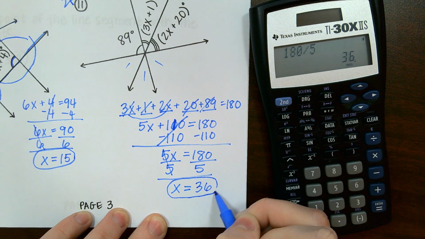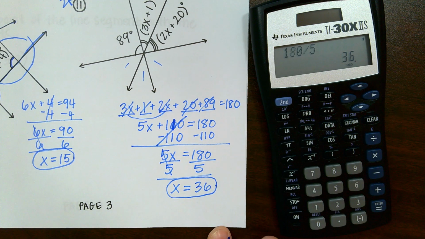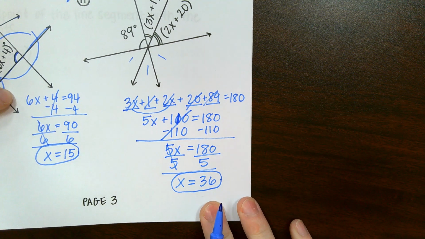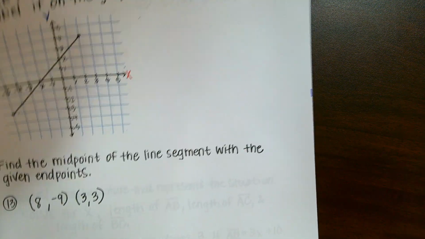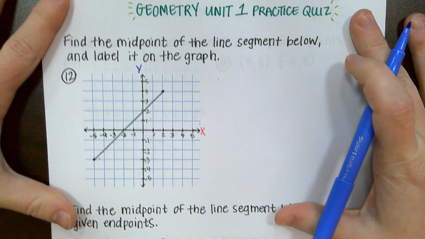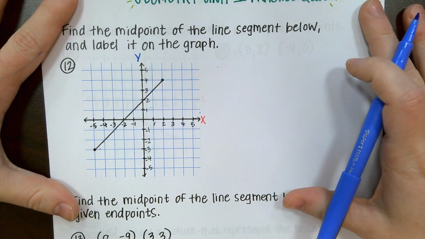Circle our answer. So that is it for page 3. Now we'll move on to the 4th page. So here we are talking about midpoints.